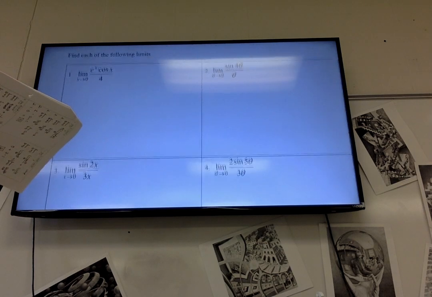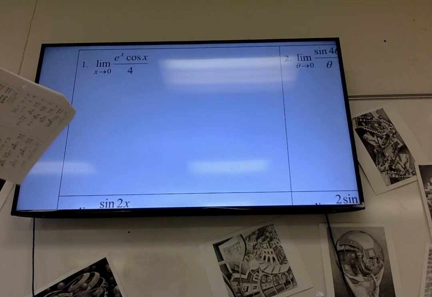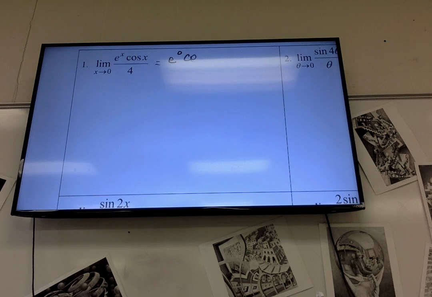Okay, so let's do some problems. So always the first bet is to try direct substitution. So plug in 0. You get e to the 0 times the cosine of 0 over 4. 1 times cosine of 0 is 1, you said?